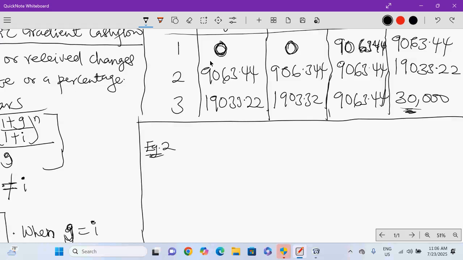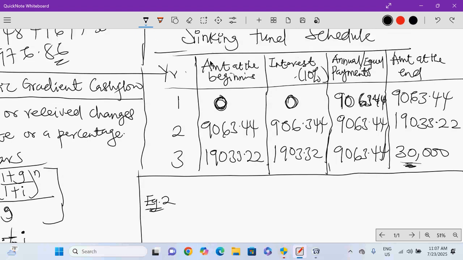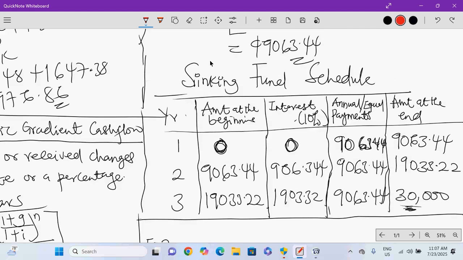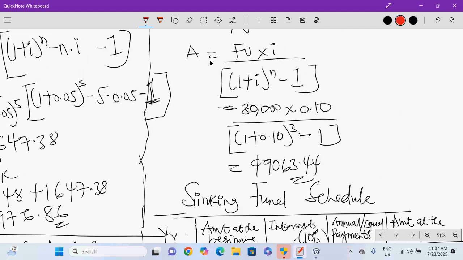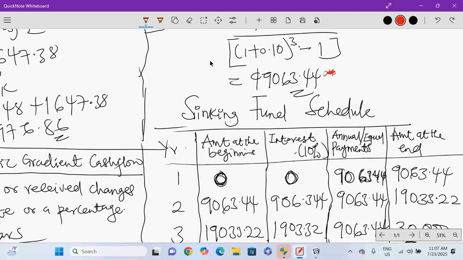Yes, any question? Please, I don't understand how. Sorry? Equal payment for year 2, 9063.4. Equal payment for year 2. Yes. Equal payment is this amount. Look at this amount. The amount that we computed. That's why I said that with the sinking fund, we have to compute the equal amount you'll be paying, which is this 9063.44.